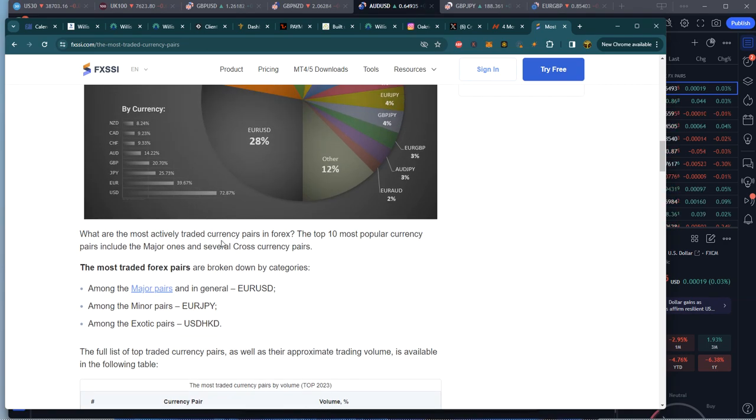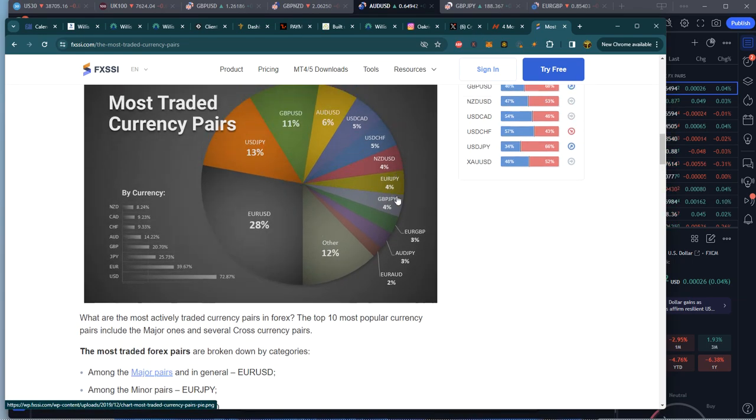Okay. What are the most actively traded currency pairs in Forex? The top 10, like I just showed you, include major ones and several cross-currency pairs. I like EJ and GJ, and then Pound Yen mostly. So this is how you can mix it up, okay? Because we guys are all traders. Euro USD, GU, and AU, if you want to do it like that.